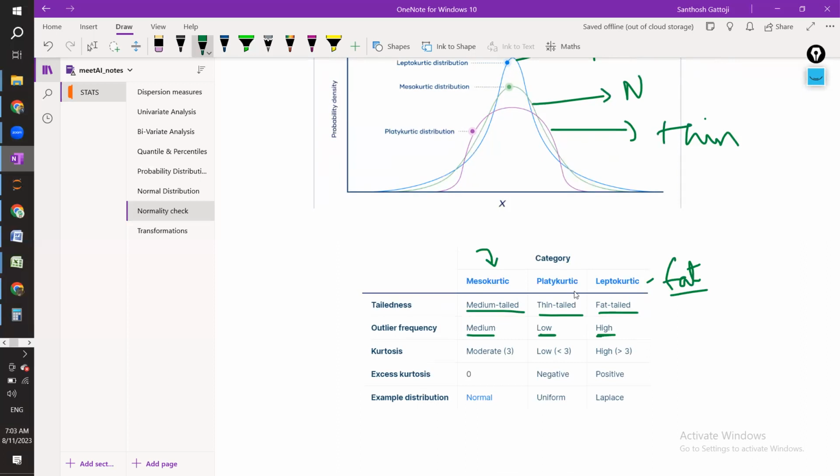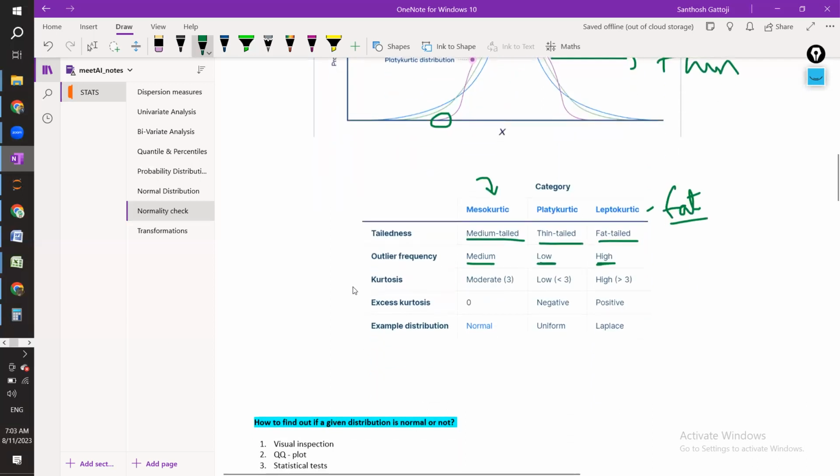Medium. Okay, platy, there are almost no tails at all. The distribution almost starts off here. There's only a small amount of tails, so that's why it is low outlier frequency. Fine. But the important point is this, the next two.